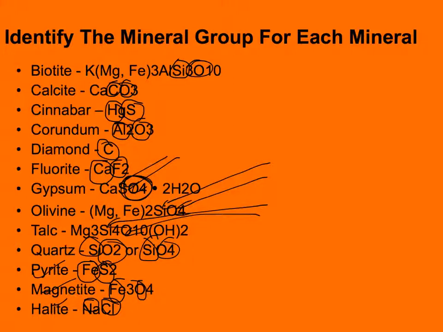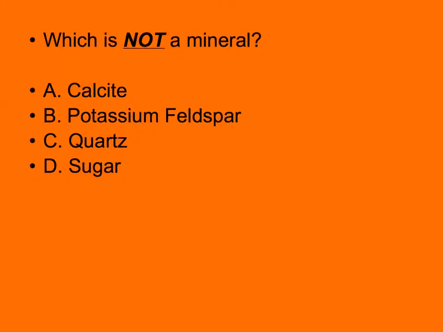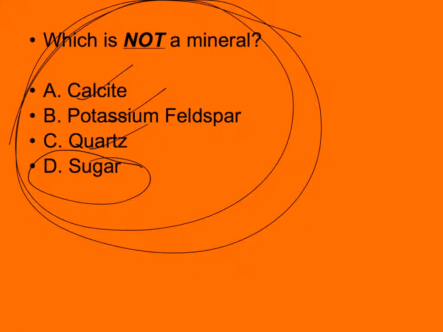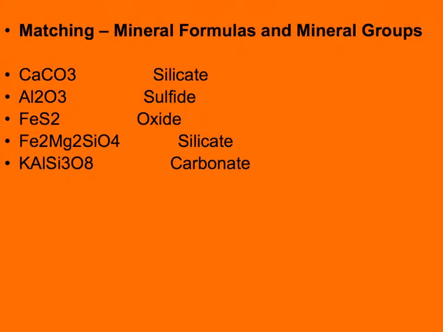So that is how we use our rules, look at the formulas, and classify different minerals into different families. A question asking which is not a mineral, where calcite is a mineral, potassium feldspar is a mineral, quartz is a mineral, and sugar is not a mineral, is not a multiple choice that would show up on the public exam. Multiple choice very rarely, if ever, uses the word not. Matching also probably would not be done on the public exam.